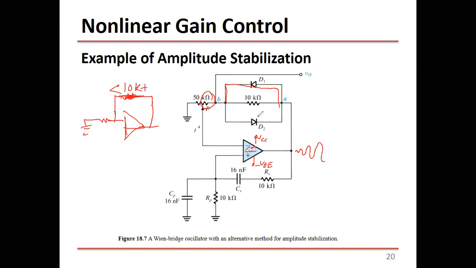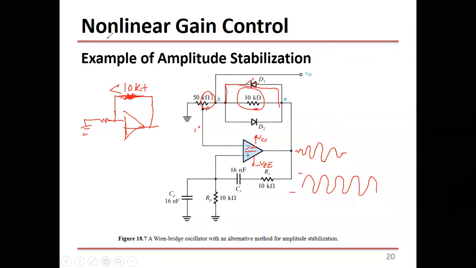Okay, so the gain here is smaller, and this will make the output start to decay, right? So the output should theoretically start to decay. Once it decays, this will turn off again, and you insert 10K again, and you start over. So at the steady state, the output will sustain the oscillation at a constant amplitude.